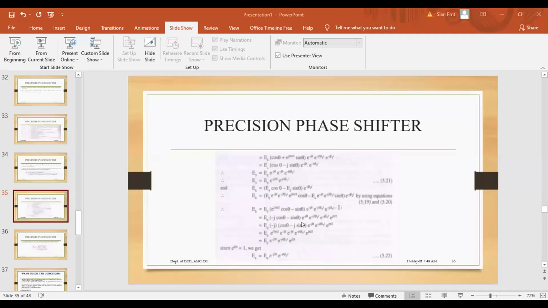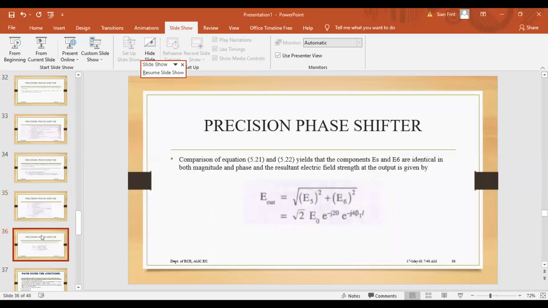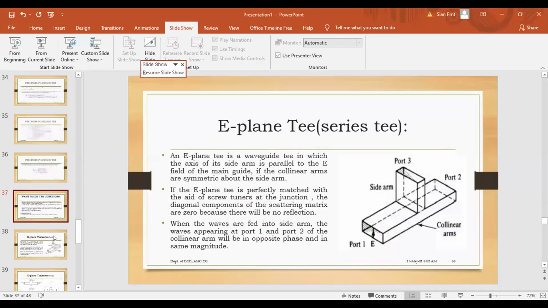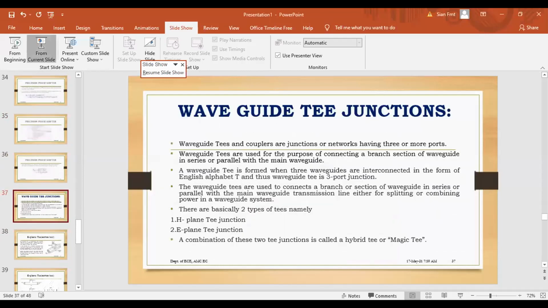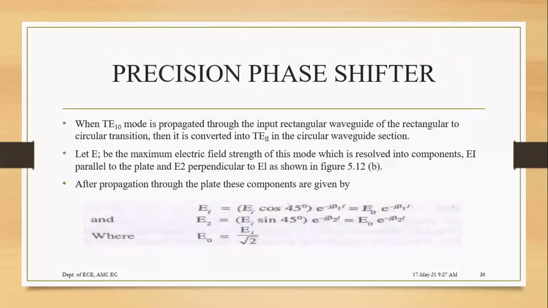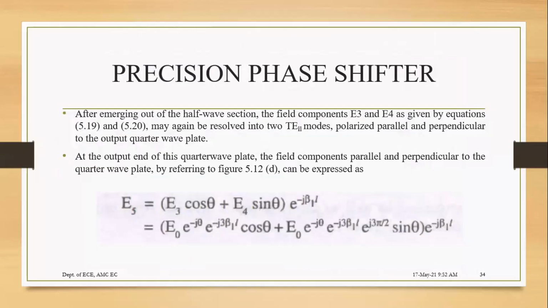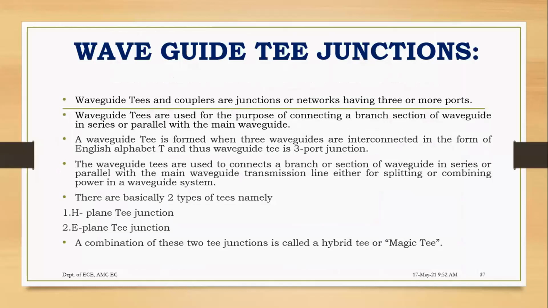Okay. So moving on to the waveguide section. So waveguide T, as she has already told you, what is actually a waveguide T? Waveguide Ts, or couplers, are junctions or networks which have 3 or more ports. So either you will have 3 ports or more than 3 ports. Those are nothing but your waveguide Ts.